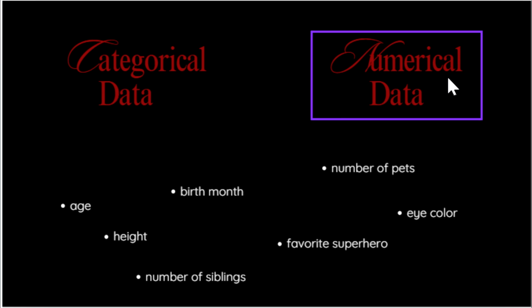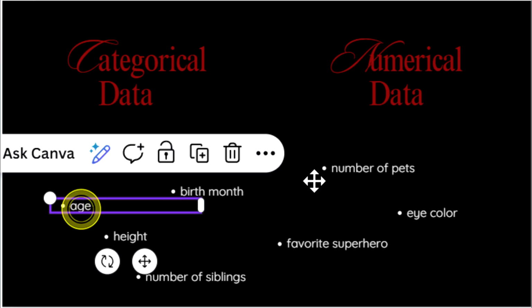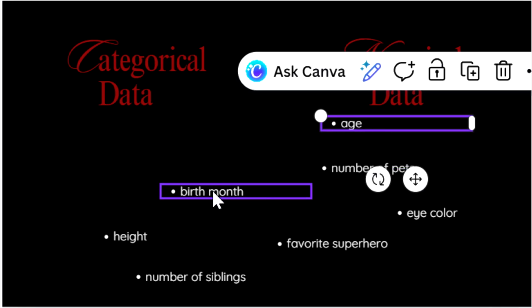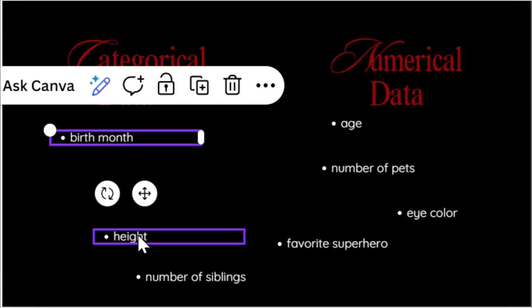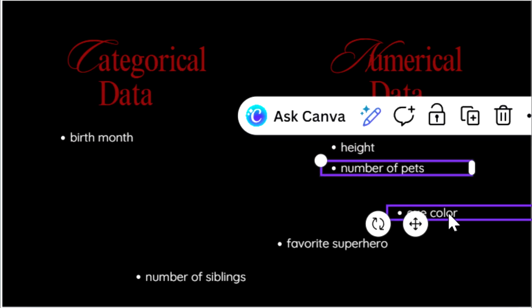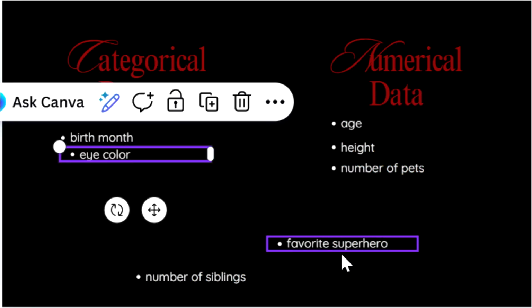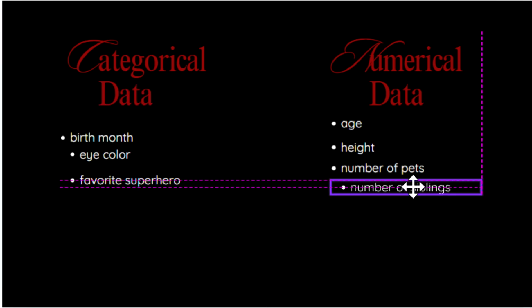When I did this the first time, I got one wrong because it's kind of vague and it could be either. Age is a number, that would be numerical data. Birth month is the one that could be one or the other because it could be August, September, October, or it could be 10, 11, 12. I believe they put it as categorical data. We'll check. Height is a number. Number of pets is a number. Eye color is a category. Favorite superhero is a category, and number of siblings is a number.